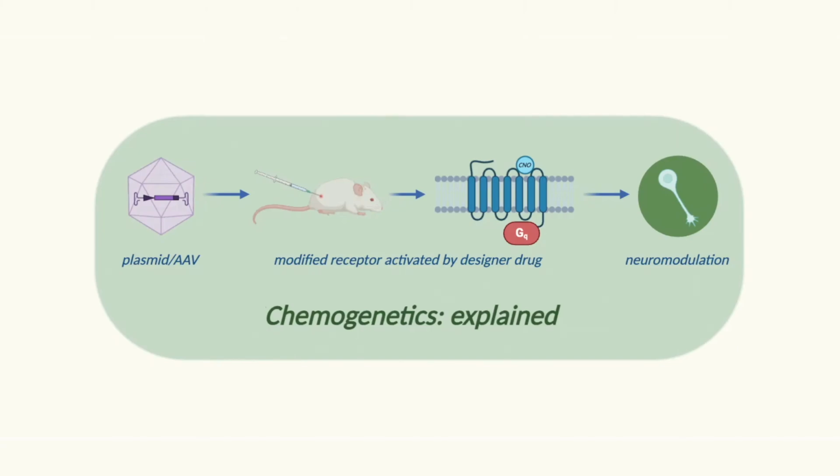Chemogenetics is a powerful technique that allows researchers to control the activity of specific neurons using designer receptors and synthetic drugs. Here's how it works, step by step. It starts with designer receptors exclusively activated by designer drugs, or DREADDs.